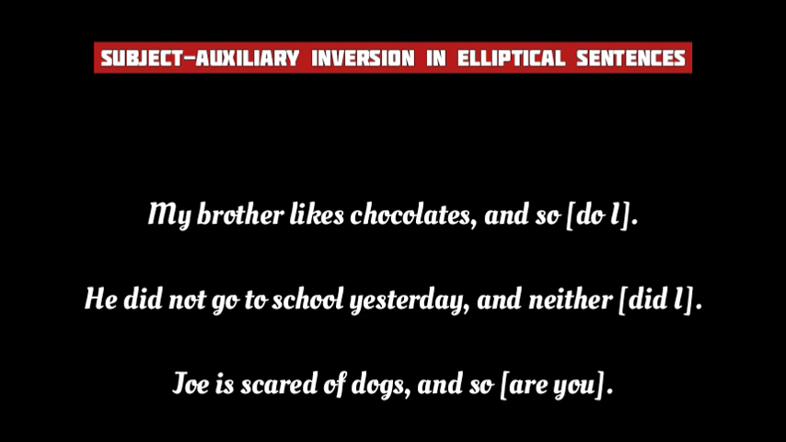He did not go to school yesterday and neither did I. In this sentence also, the auxiliary verb did and the subject I are inverted to avoid the repetition of the verb go. Joe is scared of dogs and so are you. In the second clause of this sentence, the adjective scared is left out and the linking verb are is inverted with the subject you in its place.